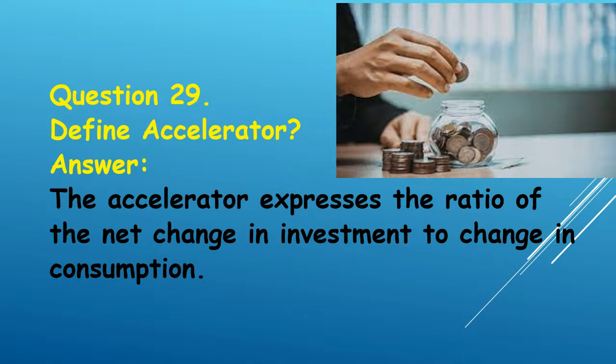Right? So fluctuation in investment will be much greater than that in income. The change in the level of investment to the change in the level of consumption is called the accelerator.